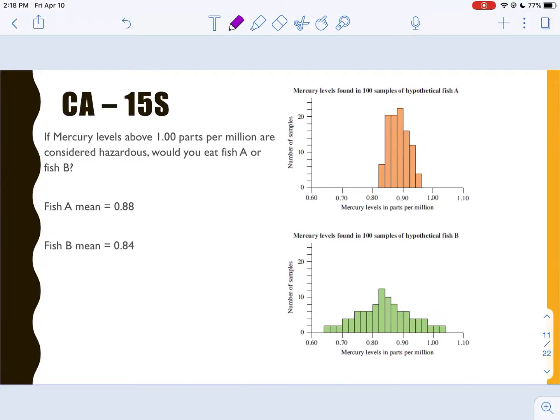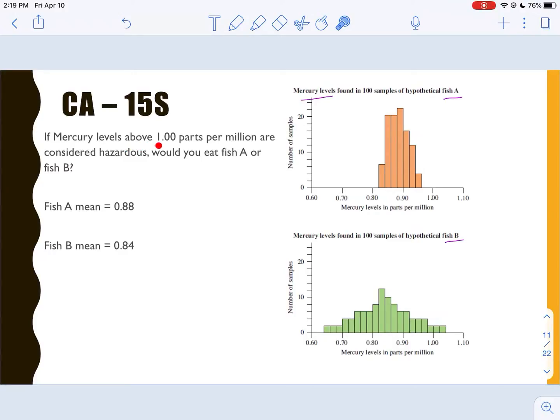In this video, we're going to take a look at how the mean does not always tell the story. And so here we have the mercury levels found in hypothetical fish A and fish B. They've taken these samples, somehow tested and measured the mercury level, and they've made, do you remember what this is called? This is a histogram. It's got an axis on the bottom of numbers and numbers here.